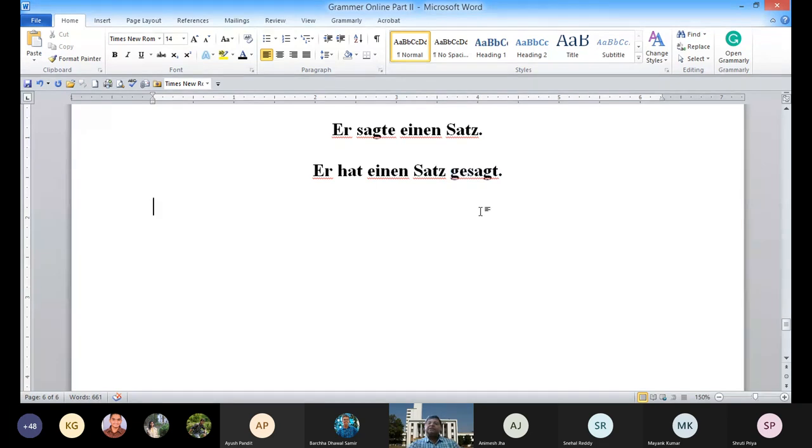In fact, it is just like modal verbs. As you have learned, the modal verbs occupy the second position and the main verb in its infinitive form goes at the end. A similar kind of thing you'll find in perfect tenses. Means you'll find the auxiliary verb from haben.